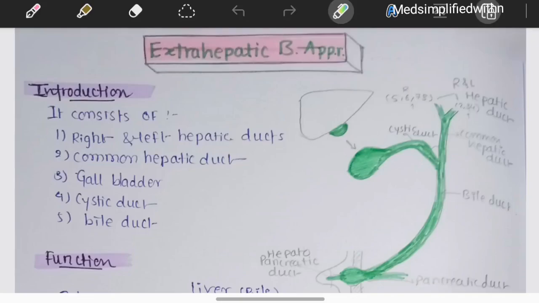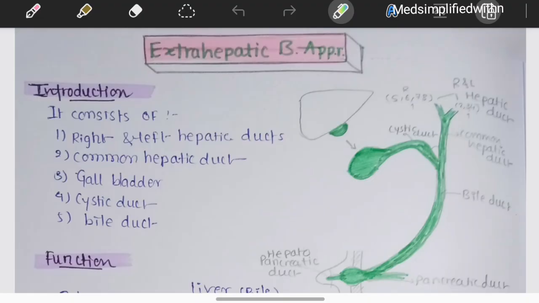Imagine you have just finished a heavy oily meal. Within minutes, your body knows exactly where to send bile to digest those fats. But have you ever wondered which tiny tubes carry the bile from the liver to your intestine? That's where the extrahepatic biliary apparatus comes in.